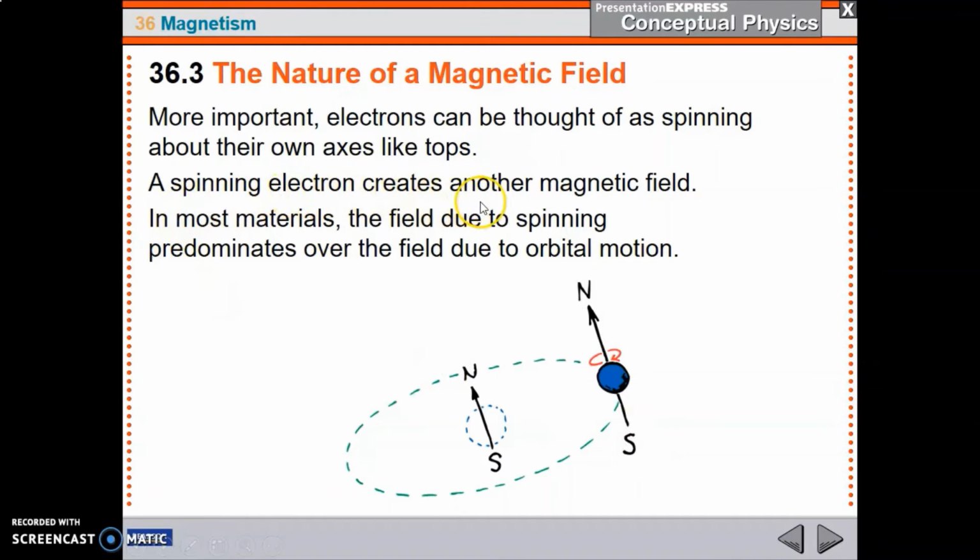A spinning electron creates another magnetic field. In most materials, the magnetic field due to the spinning of the electron predominates, way stronger than the magnetic field due to the orbital motion. So 99% of the time, if you have a magnet, it's because the electron spins are aligning. It's not that these are all orbiting in the same direction. The electron spin is what makes most of the magnetism, most of the time.